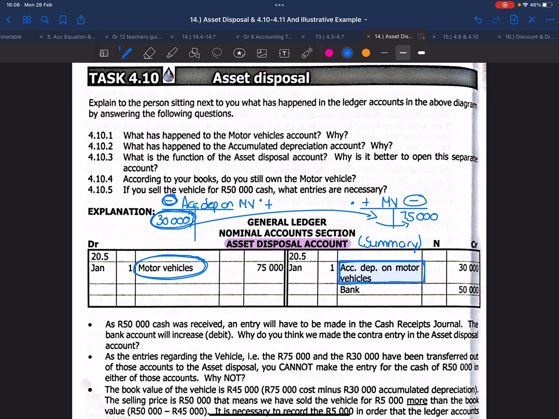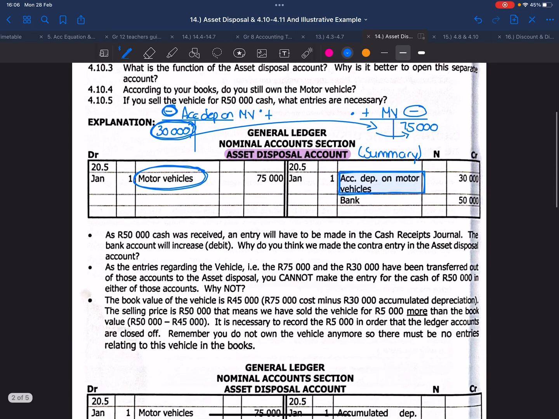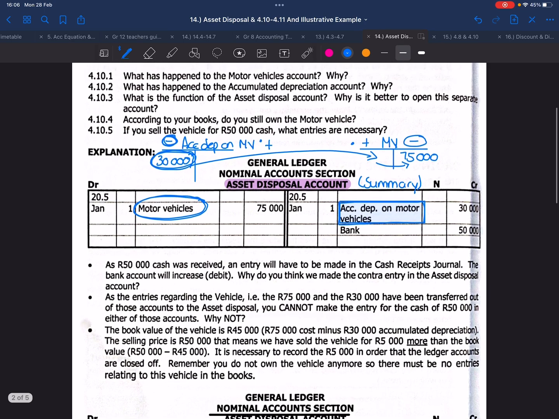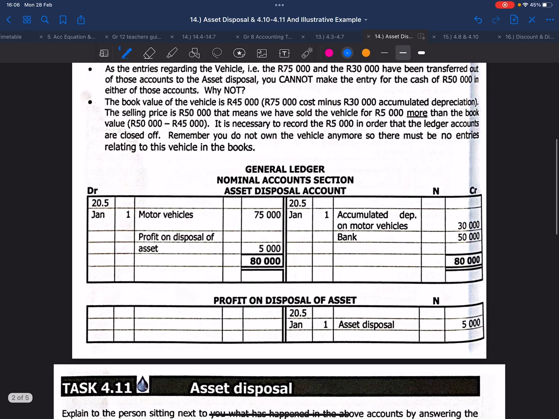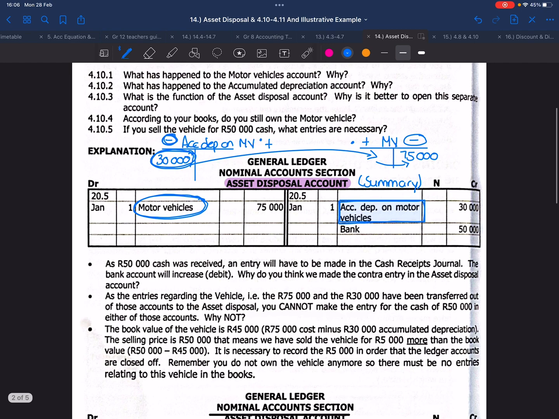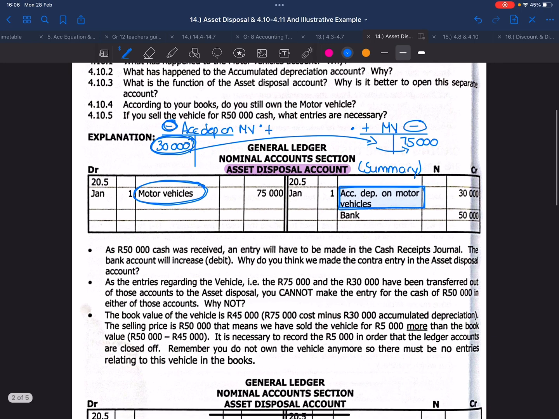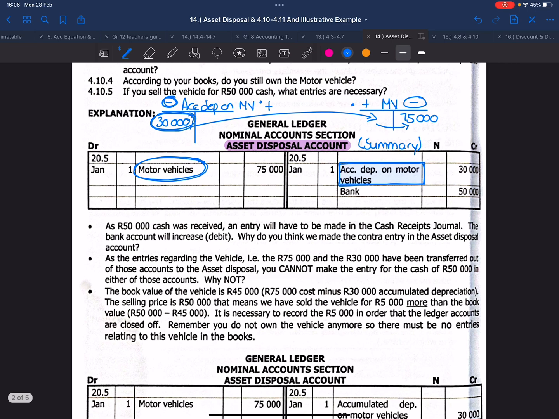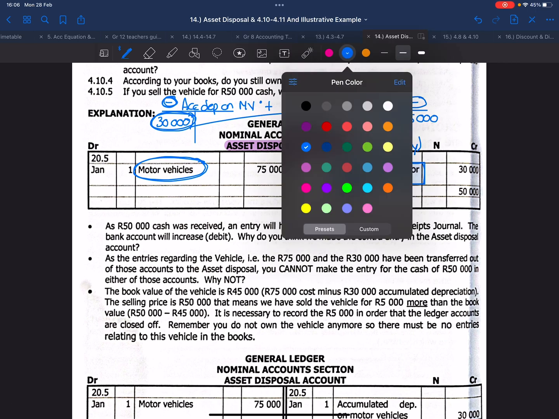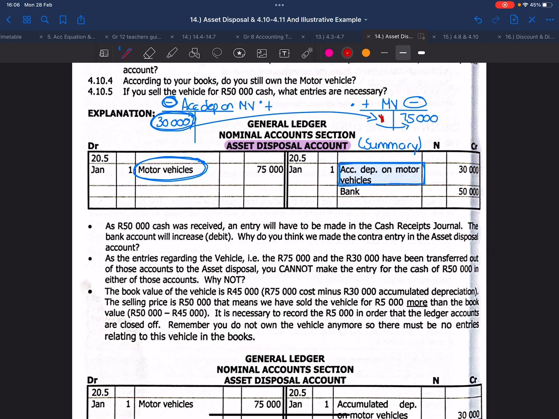And it is also then much easier to calculate if we made a profit or loss on the sale of an asset, which you'll see in the next part of the question. So it says, according to your books, do you still own the motor vehicle? And the answer for that would be no. Because if we had a motor vehicle on this side and we've now taken it out of our books, we don't have the motor vehicle anymore.